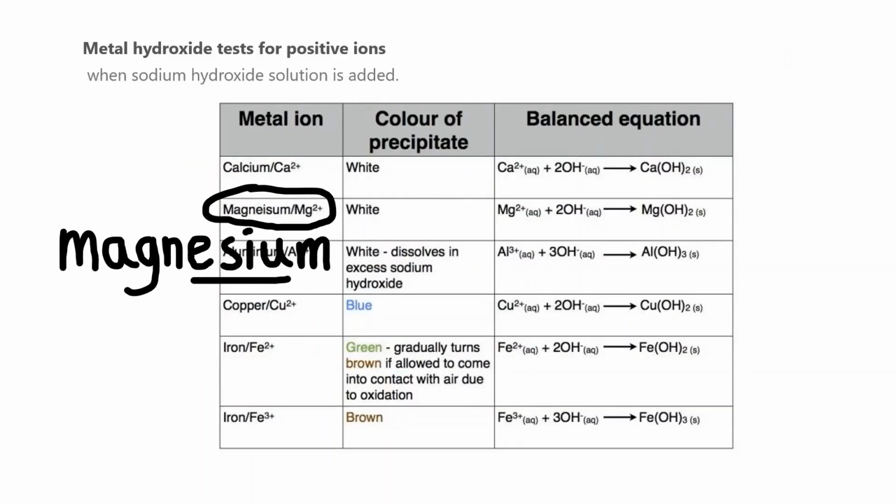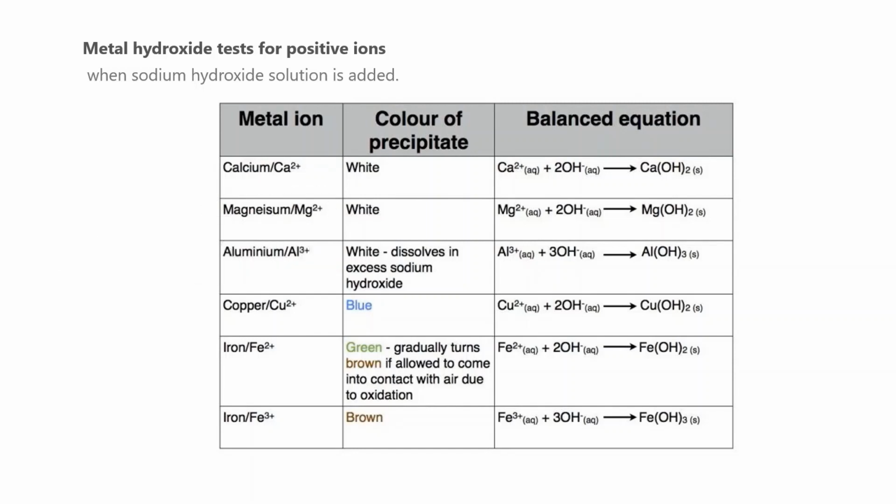Metal hydroxide tests for positive ions when sodium hydroxide solution is added. If you look at group 2 metals, calcium and magnesium, they will give a white precipitate. Aluminium 3+ will be white, and dissolves in excess sodium hydroxide.